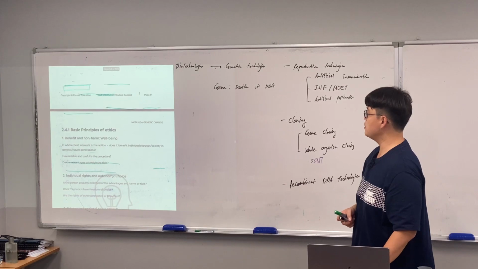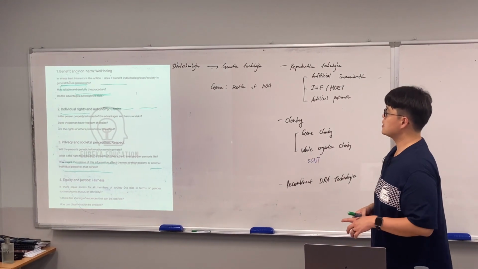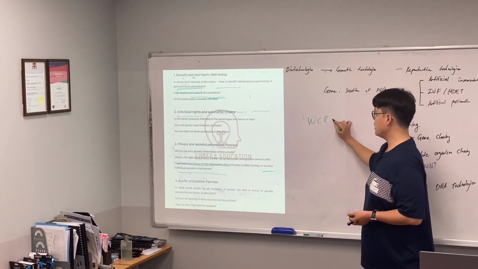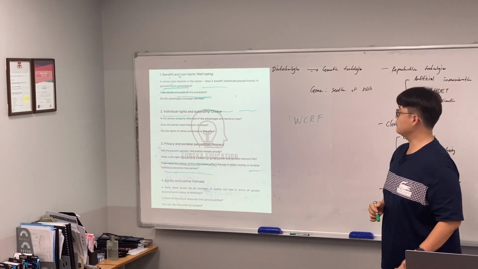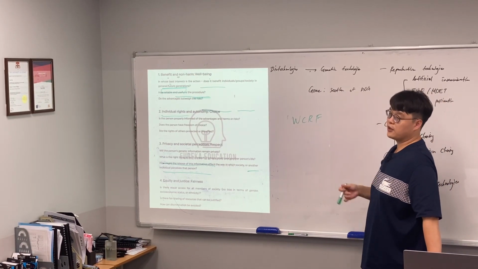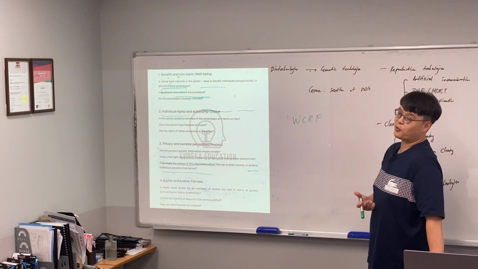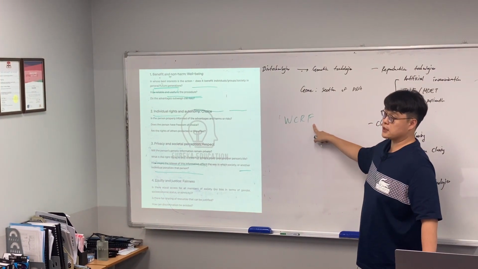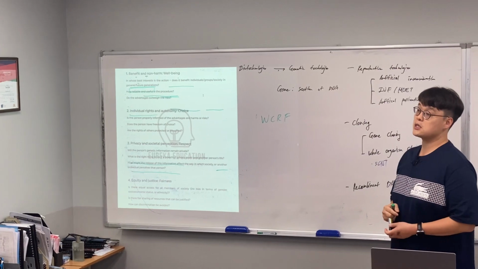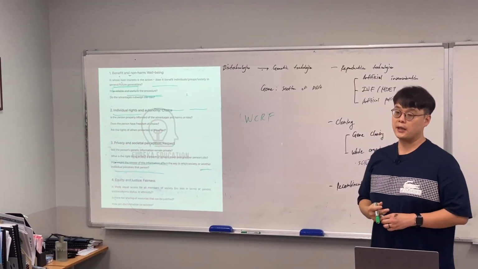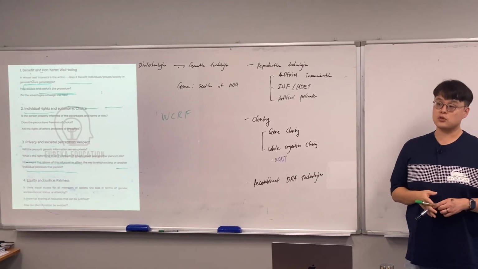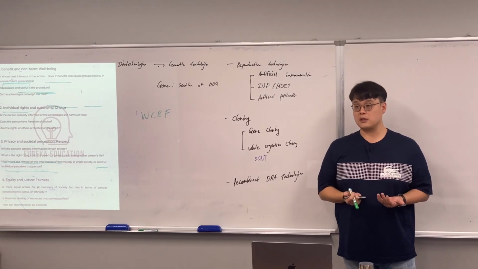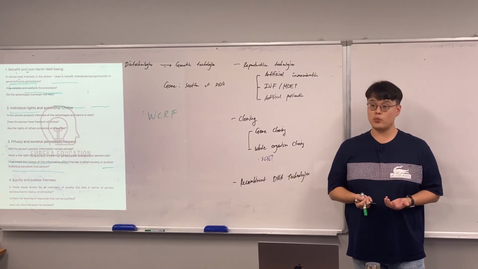Ethical principles. We described that as WCRF. World Cup Round Final. Okay. Wellness, choice, respect, and fairness. So in terms of using BT cotton, yes, wellness. Let's talk about well-being. It is really good that we don't have to deal with all the environmental problems. And wearing BT cotton clothes doesn't mean that you get any genetic disorder. So in terms of well-being, that's good.